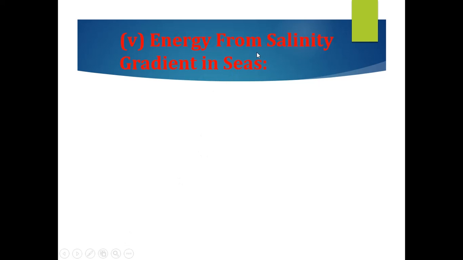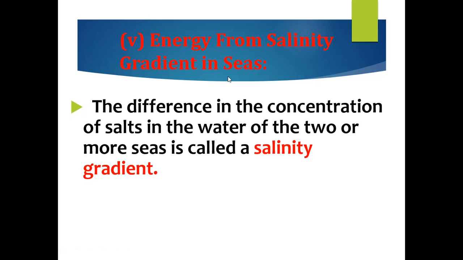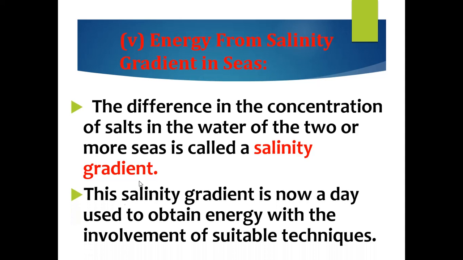Now next one is energy from salinity gradient in seas. So, the difference in the concentration. In one location there will be one sea, and in another location one more sea. Depending upon the variation in the location, the salt content in the water of two or more seas will be different. Okay, so the difference in the concentration of salt in the water of two or more seas is called the salinity gradient. And this salinity gradient is nowadays used to obtain energy with the involvement of suitable techniques. So now they are using some techniques and obtaining energy from the salinity gradient.